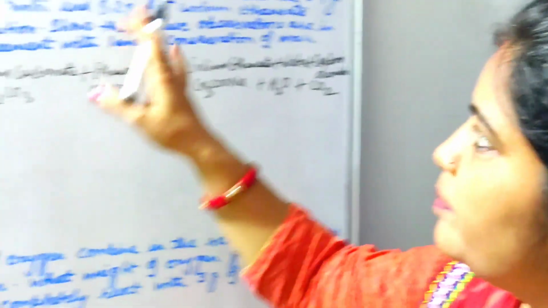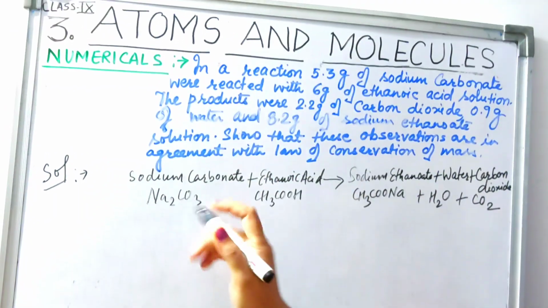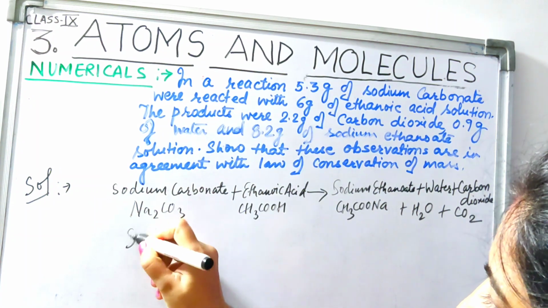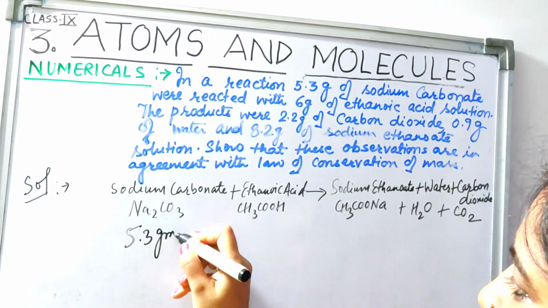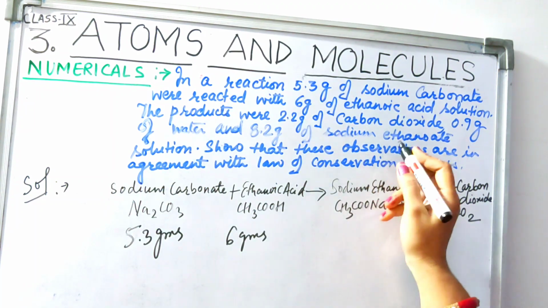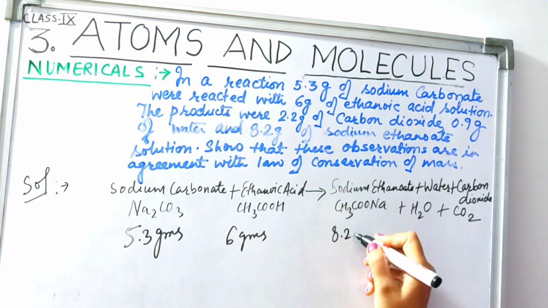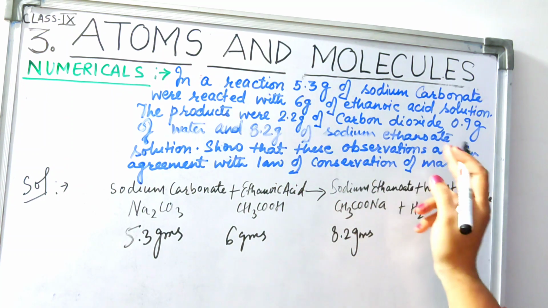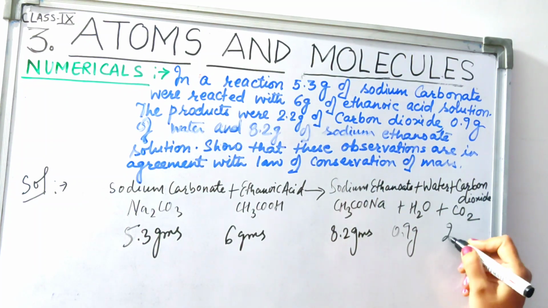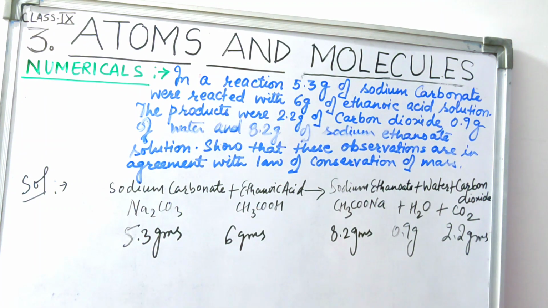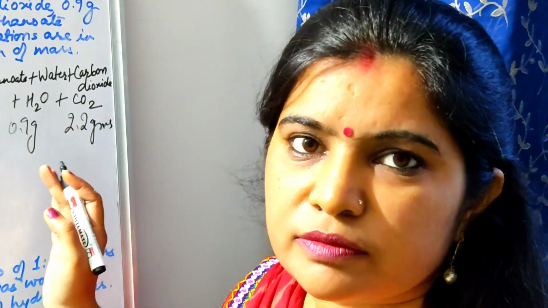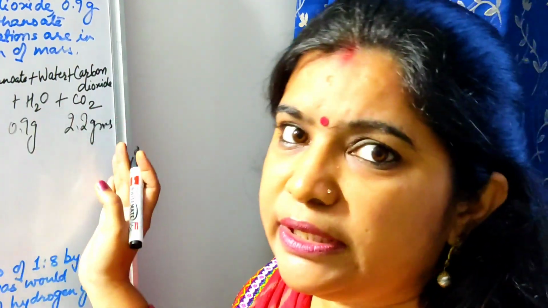Okay, now coming to the part, how many grams on the reactant side have they given? Sodium carbonate is 5.3 grams. Ethanoic acid is 6 grams. Sodium ethanoate is 8.2 grams. Water is 0.9 grams. And CO2 is 2.2 grams. Now what you have to do, children? You will just add up all the digits which have been given on the reactant side as well as on the product side.